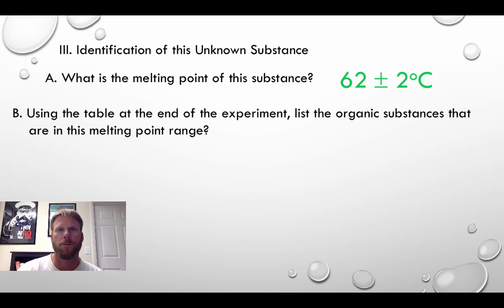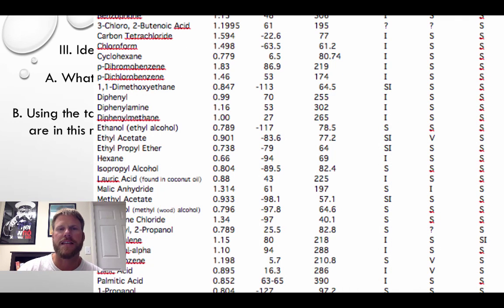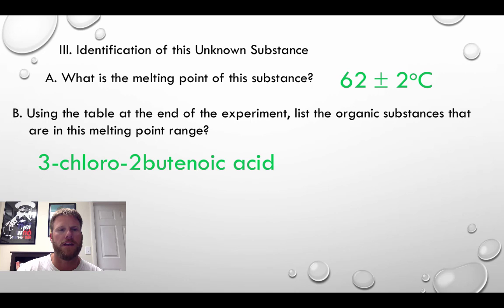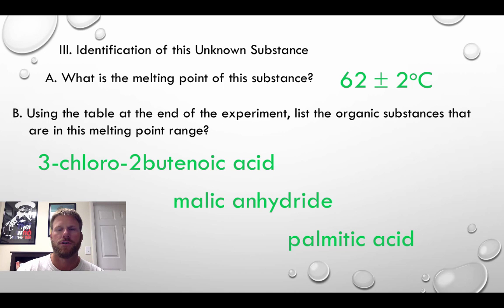Now we have to use the table at the end of the experiment to find the substances that are in this melting point range. So if you looked at that table, you should have picked out 3-chloro-2-butanoic acid, malic anhydride, and palmitic acid. Those are the organic substances that were in our temperature range. So one of those three solids is represented by the data on these sample graphs.